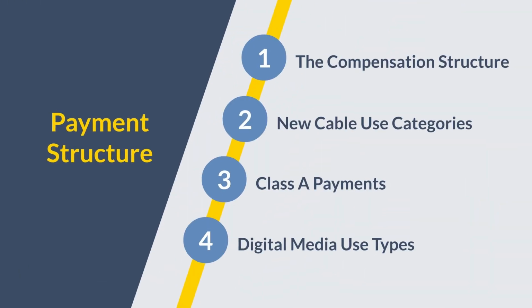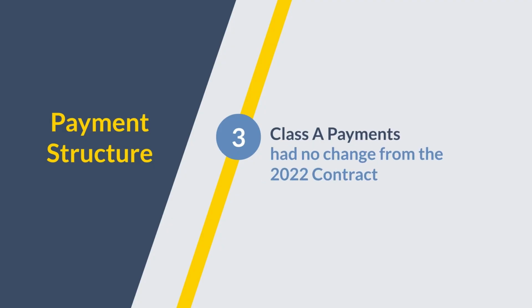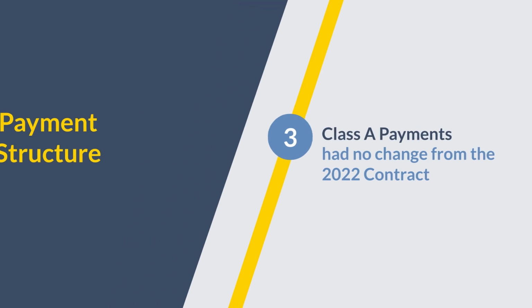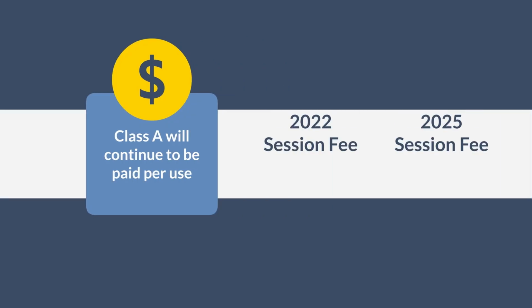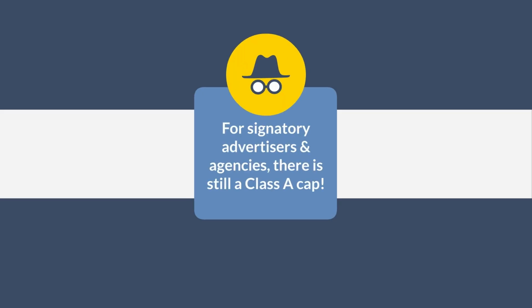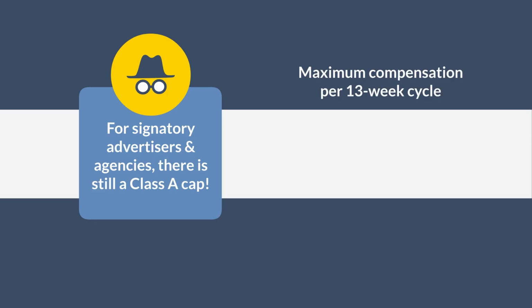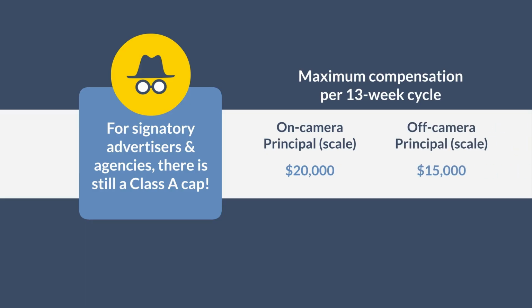Okay, now let's look at the next topic, Class A payments. In the 2025 Commercials Contract, Class A payments had no change from the 2022 contract. This means Class A will continue to be paid per use, but the first use is equal to the 2022 session fee, not the 2025 session fee. And for signatory advertisers and agencies, there is still a Class A cap with the maximum compensation for Class A use in a 13-week cycle being $20,000 for scale on-camera principals and $15,000 for scale off-camera principals.